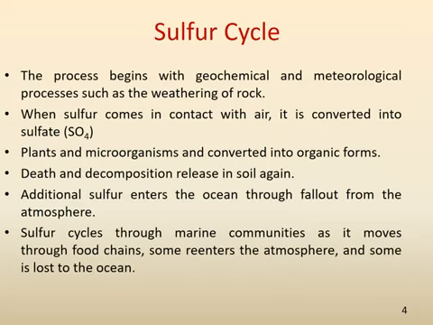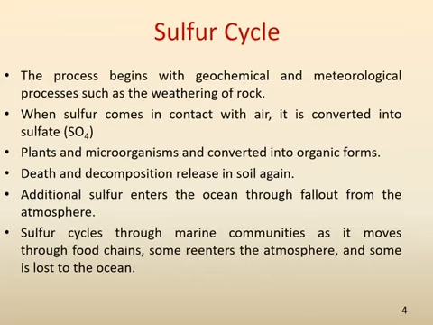When organisms die and decompose, some of the sulfur enters the tissue of microorganisms and some is released again as sulfate. There is, however, a continual loss of sulfur from terrestrial ecosystems as some of it drains into lakes and streams and eventually into the ocean as runoff. Additional sulfur enters the ocean through fallout from the atmosphere.